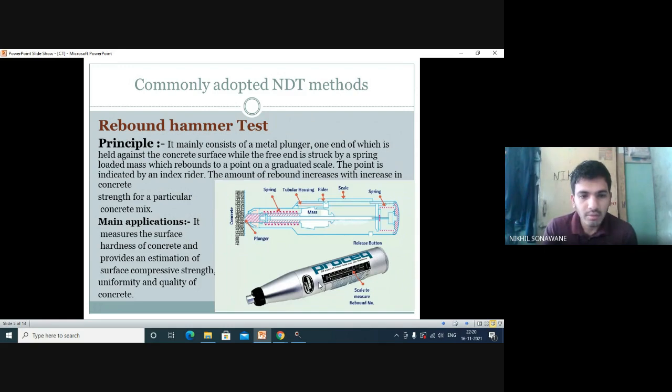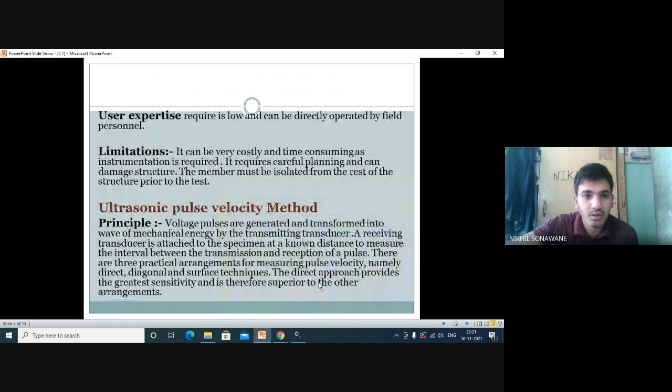The main application is that we can measure the hardness of the concrete through this method, as well as how uniform the concrete is, or the quality or stability of that concrete. The user expertise required to handle a rebound hammer is low, as it can be operated directly by field personnel, engineers or various other field personnel.